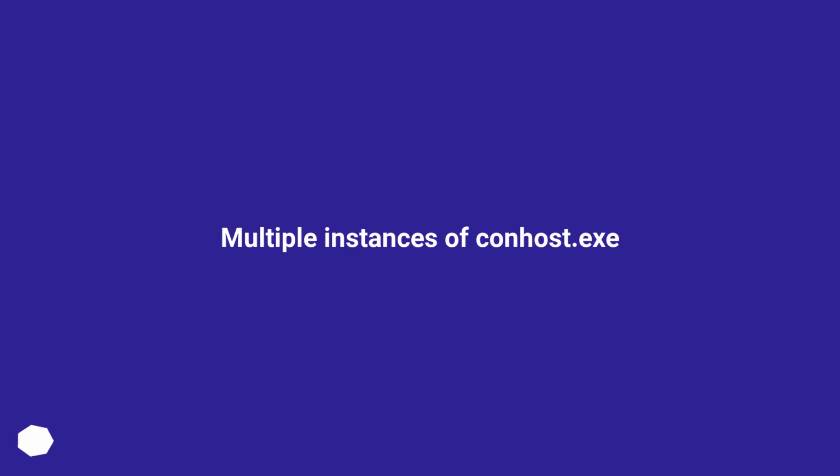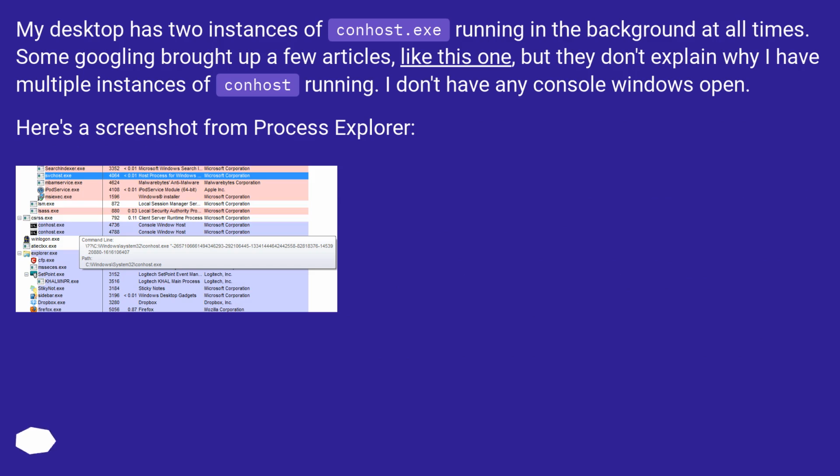Multiple instances of conhost.exe. My desktop has 2 instances of conhost.exe running in the background at all times. Some Googling brought up a few articles, like this one, but they don't explain why I have multiple instances of conhost running. I don't have any console windows open. Here's a screenshot from Process Explorer.